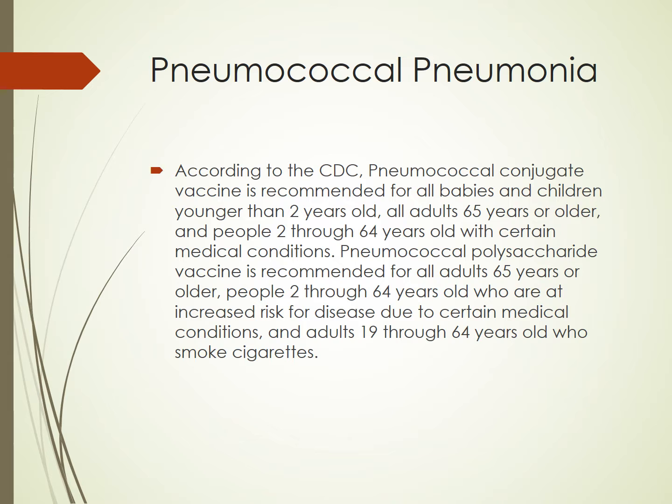So conjugate, remember, is a mixture. So it's a mixed vaccine of a couple different substances. Pneumococcal polysaccharide vaccine is also recommended for all adults 65 or older, people ages 2 through 64 who are at increased risk for disease due to certain medical conditions, and adults 19 through 64 who smoke cigarettes.